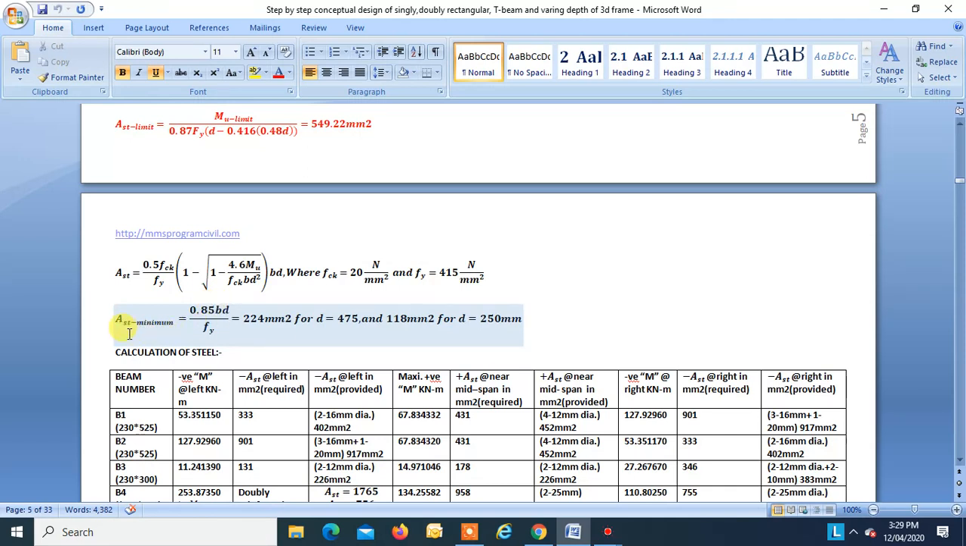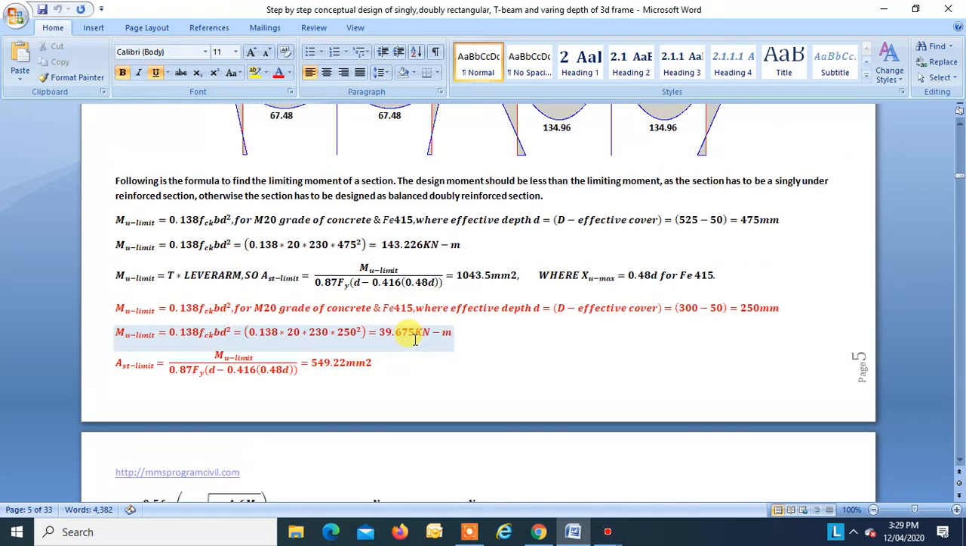So when D is equal to 475, that is beam size is 525 overall depth and effective depth is 475, we get minimum steel area is 224, and when D is equal to 250, then we get the minimum steel area is 118. So the steel provided should not be less than this and should not be greater than AST limit. If the steel is found to be greater than AST limit, then you have to go for doubly reinforced section.